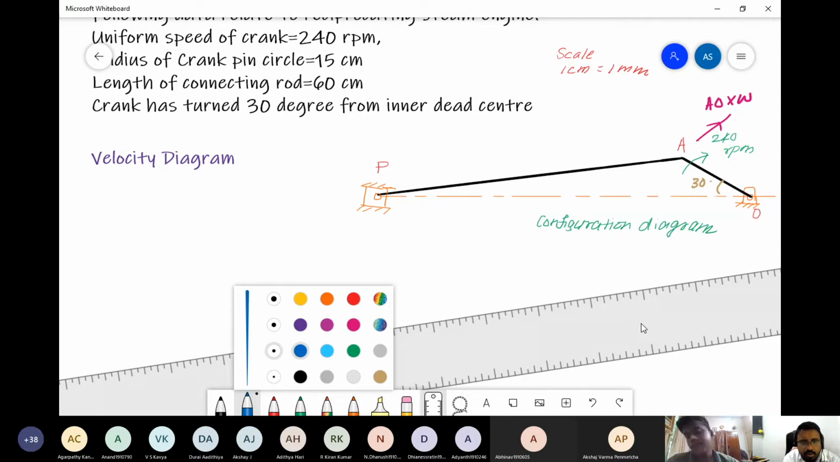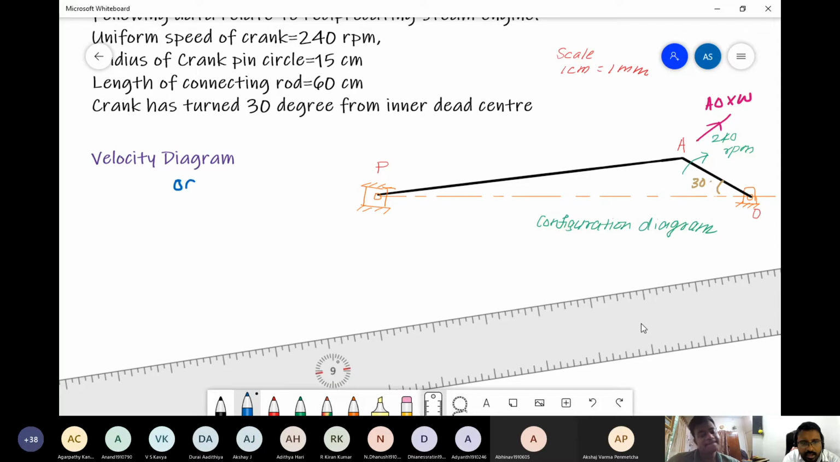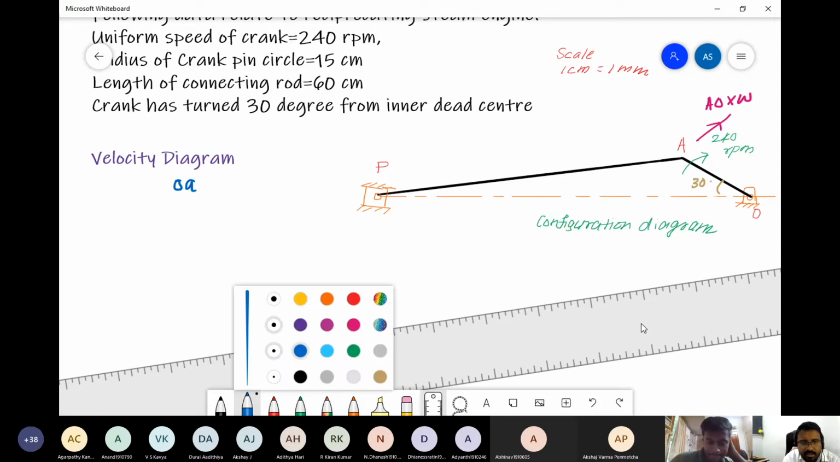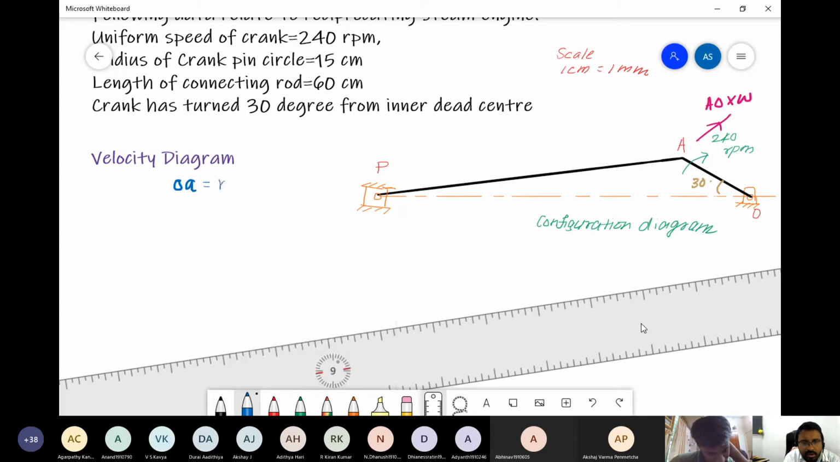So OA will be R into omega, you can say OA into omega. What is the OA length? OA length is, we know it is 15.